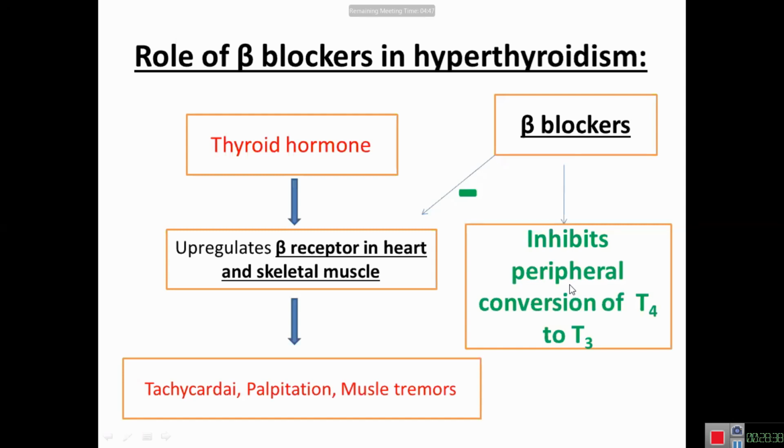Okay, very good. Beta blockers inhibit the peripheral conversion of T4 to T3. There is another drug, propylthiouracil, which also inhibits the peripheral conversion of T4 to T3. So you have to explain these slides or draw these flowcharts if they ask about the role of beta blockers in hyperthyroidism. This is the simple flowchart showing the role of beta blockers in hyperthyroidism.